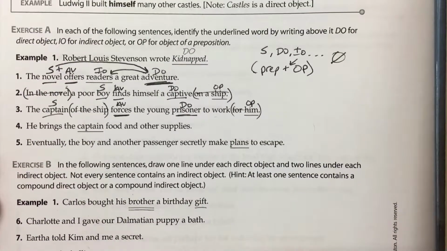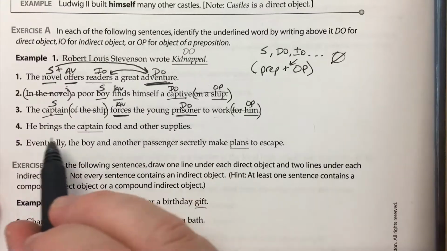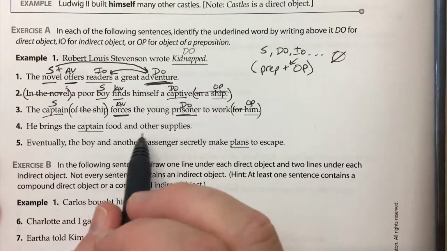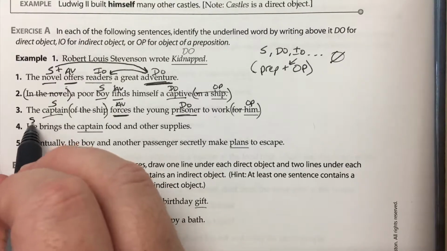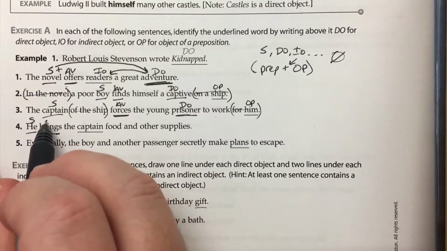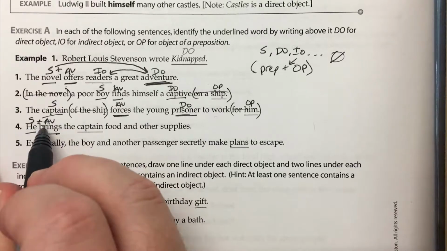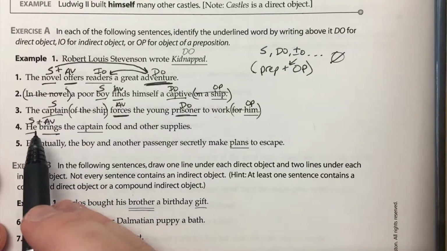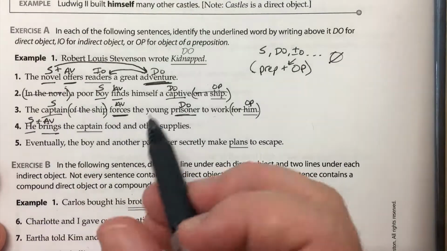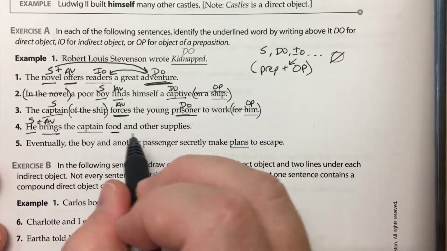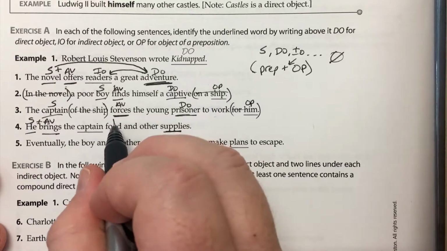All right, how about number 4? I'm looking for prepositional phrases. I don't see any. So let's go on to find our subject. We've got he. Brings is an action verb. So subject plus an action verb, I'm looking for a direct object. So he brings what? What exactly is he bringing? Well, he's bringing food and supplies.